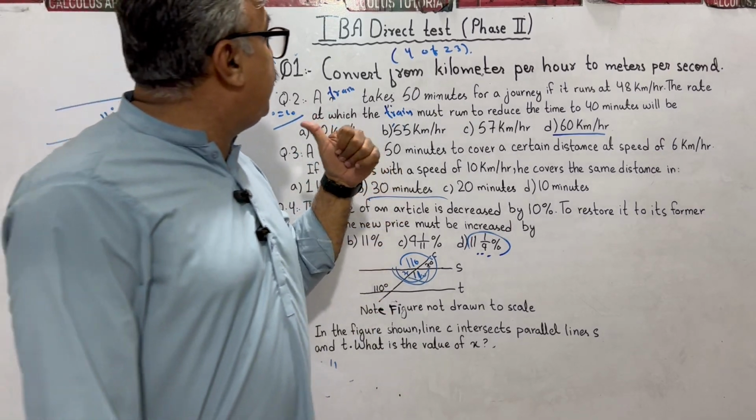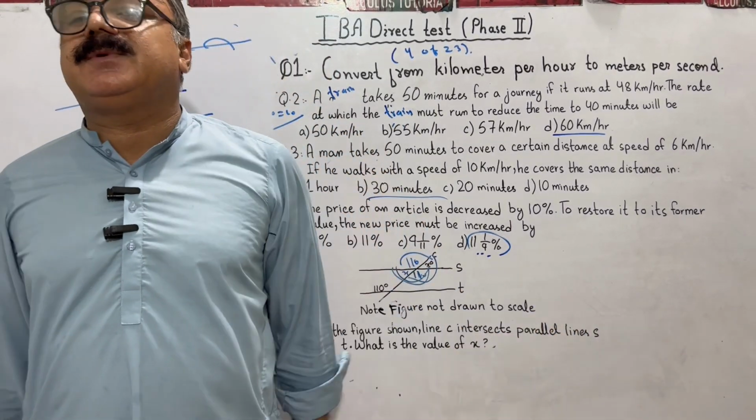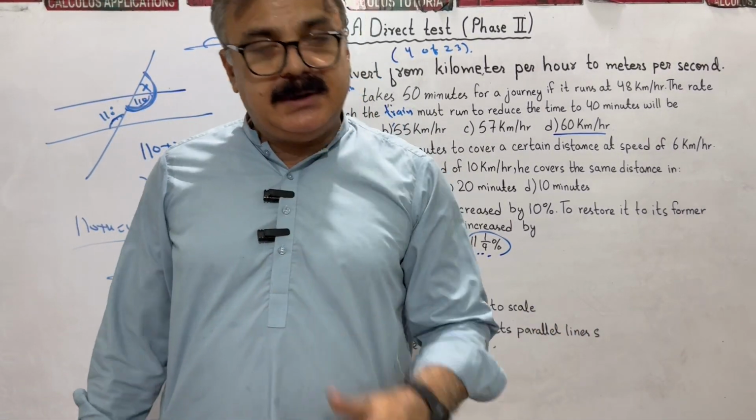Okay, cool. That is frame number 4 of 23 for the direct preparation of IBA phase 2. It's all by itself. Next.